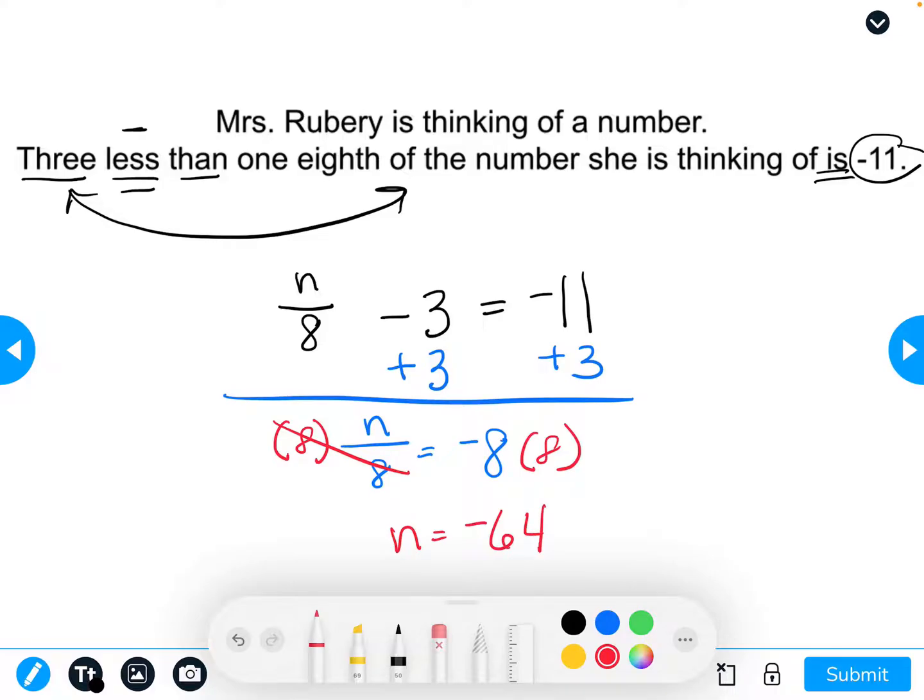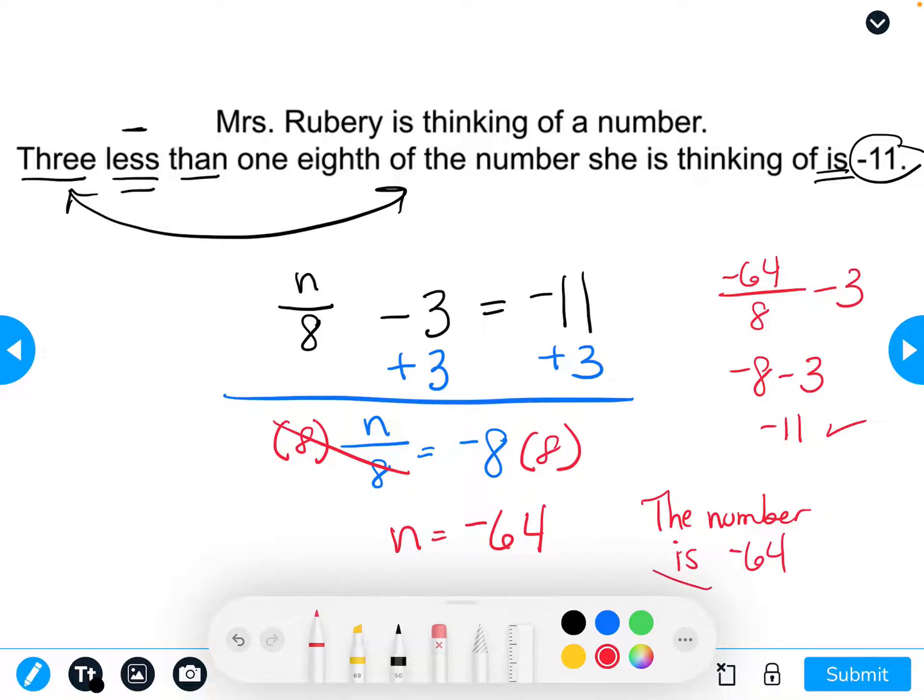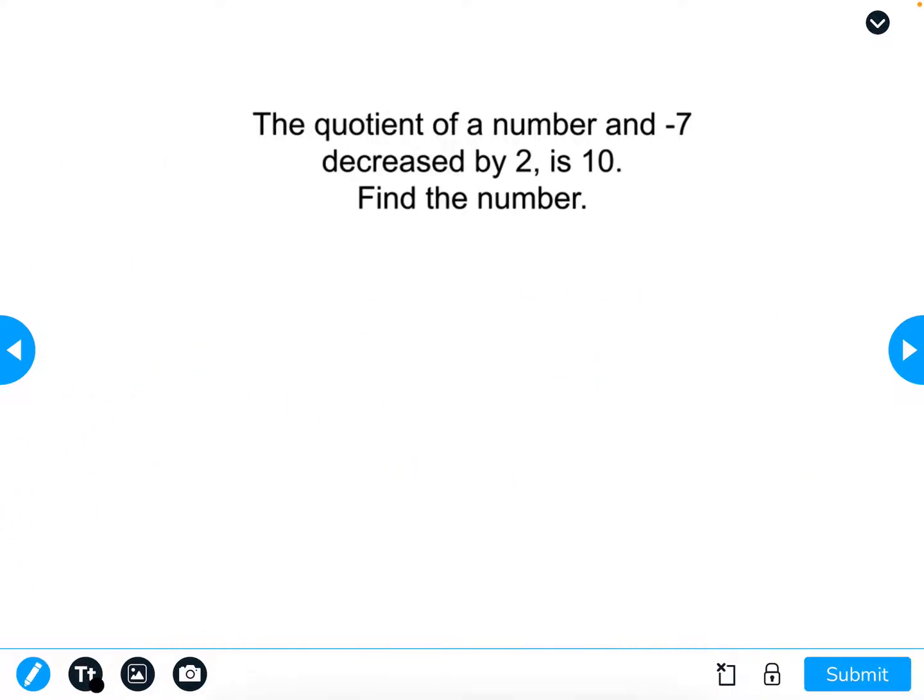And now we can check. Okay, 3 less than 1/8. So if I do negative 64 divided by 8 and subtract 3, that's going to give me negative 8 minus 3, which would be negative 11. So that checks out. So the number is negative 64 for my answer. Makes it a lot easier to solve.